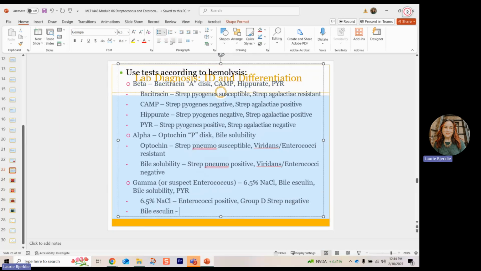Bile esculin, again, that's if it loves to grow in the presence of bile esculin. Enterococci is positive here. Group D strep is also positive here. Both will like to grow in the presence of esculin. If you think it's one of the alpha hemolytics, those are negative. So Strep pneumo and viridans are both negative for bile esculin. And then finally, bile solubility, we already said that up above. PYR, enterococci is positive, and group D strep is negative. So that will help separate between those as well.